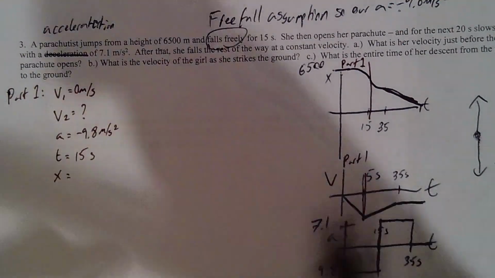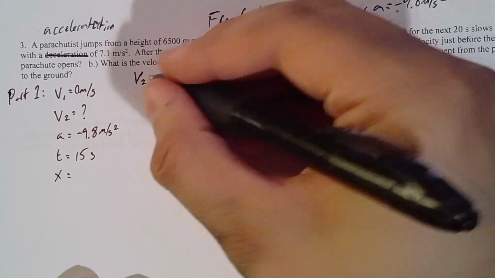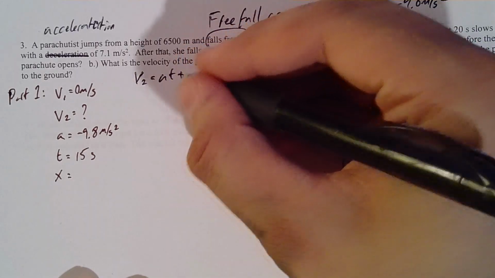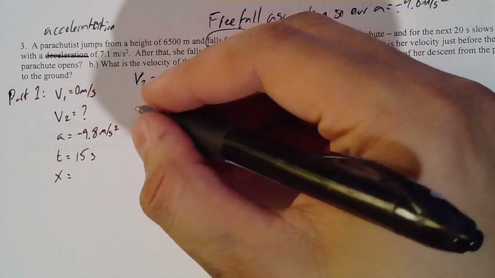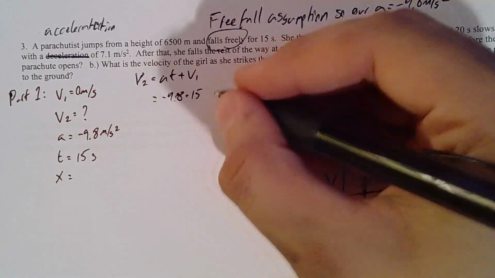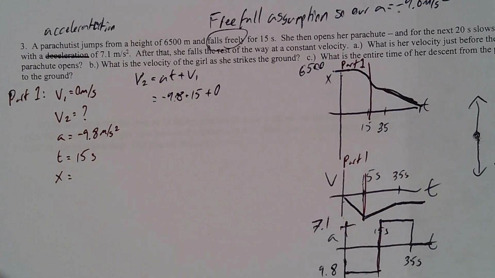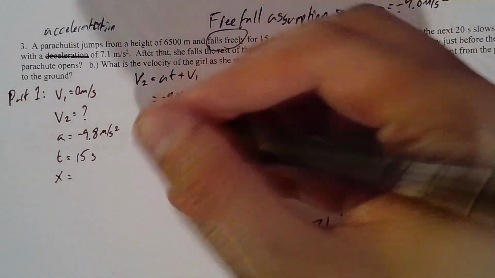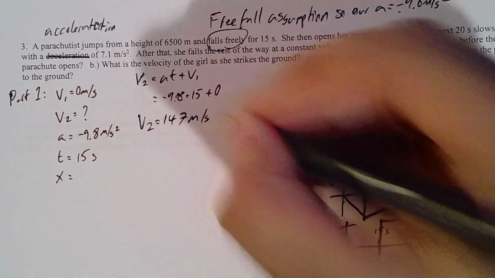So, we come over here. We know all these things. We then know that V2 is equal to AT plus V1. And then we can go through and do this calculation out. Well, our V2 is equal to negative 9.8 times 15 plus 0. So we just do 9.8 times 15. And we get 147. V2 equal to 147 meters per second.